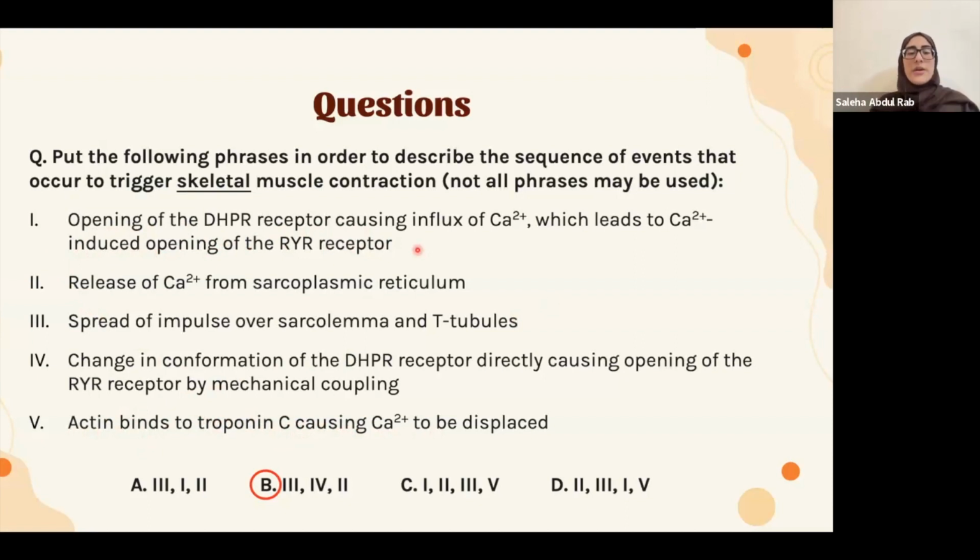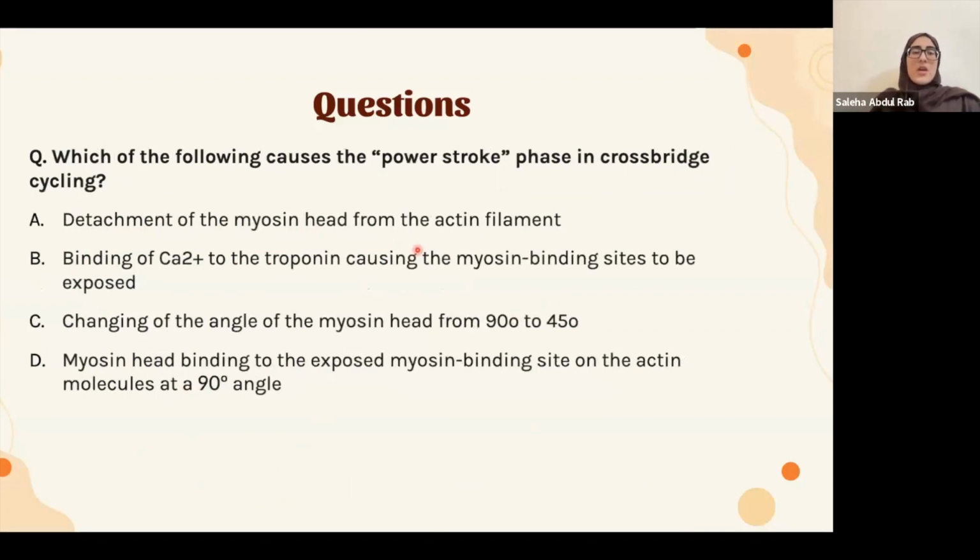So, okay. Another question. Which of the following causes the power stroke phase in cross-bridge cycling? Come on, this question should be easy. It's pretty simple. What do you guys think is the answer?